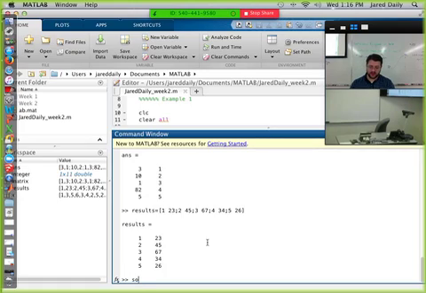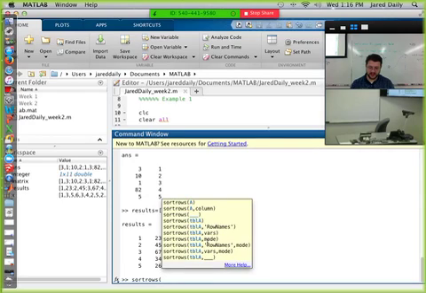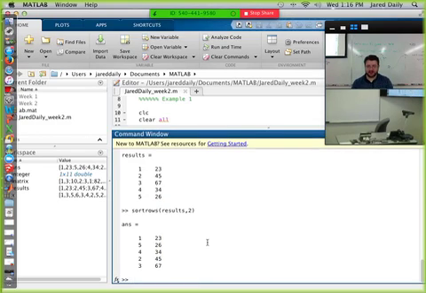So I can go ahead and sort these things according to the rows. So I sort the rows, but I'm going to sort them by the second column, right? Sort rows of results by second column, and I can see that my first player got the lowest score, my fifth player got the second lowest score, and so on.